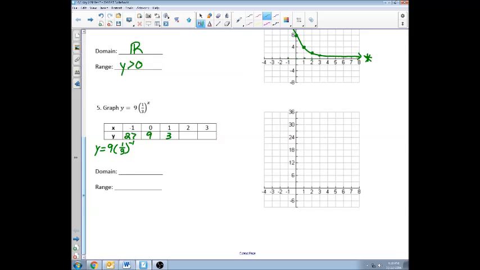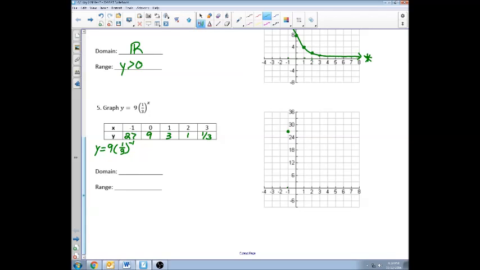9 times 1/3 to the second power. 1/3 to the second power would be 1/9. 9 times 1/9 would get me 1. 1/3 to the third power would be 1/27. 9 times 1/27 would get me 1/3. Again, you can just type that straight through in your calculator. If you are struggling with how to type that in your calculator, please let me know and I will help you with it. Okay? So go to -1, -27 would be right about here.